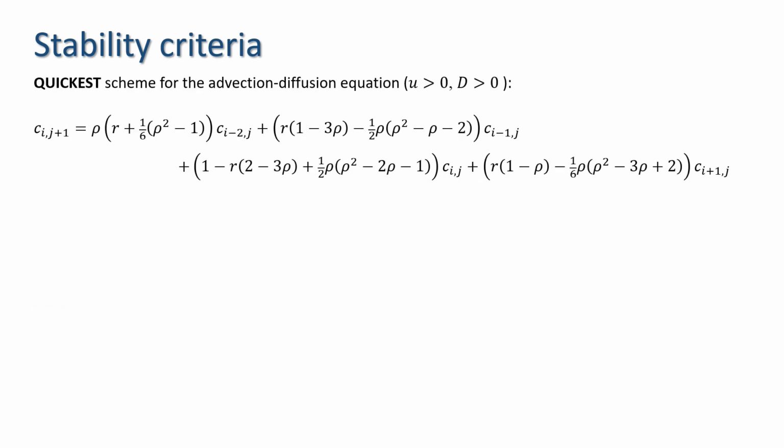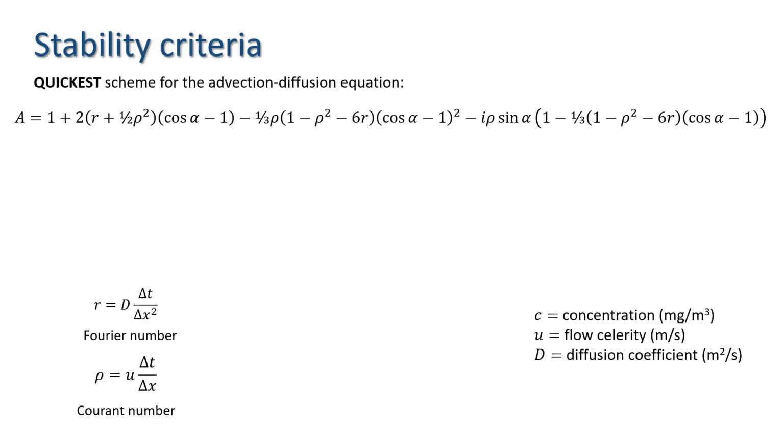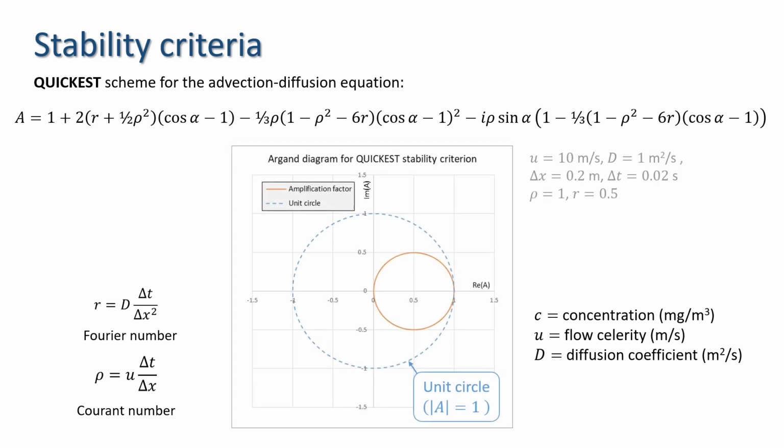The QUICKEST scheme for the advection diffusion equation, when u and d are both greater than 0, is given by this equation. This case is a little more complex, but von Neumann stability analysis gives us an equation for the amplification factor. We have this equation. Given a particular set of parameters, we can plot an Argand diagram. Here we see an example in which ρ is 1 and r is a half, and we can see from the Argand diagram that the magnitude of A is less than or equal to 1, so the scheme is stable.